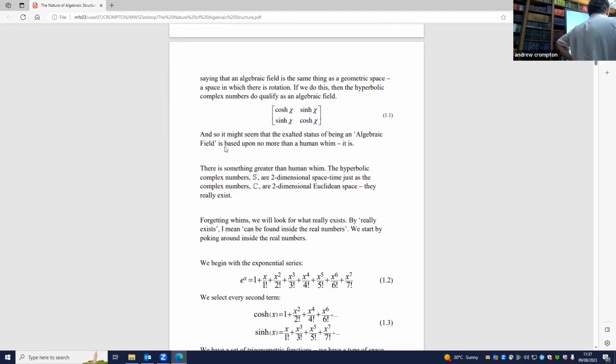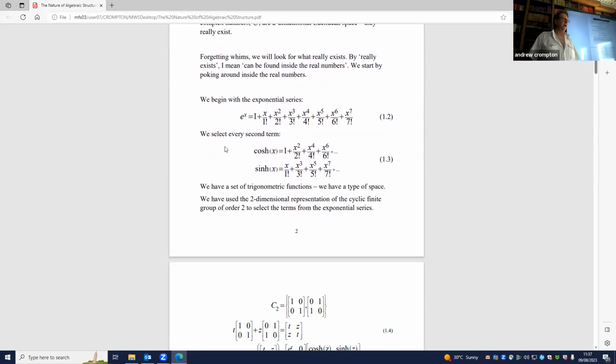Where does it come from? Well, it comes from the exponential series. We start with the exponential series, which lives inside the real numbers. It's just a set of real numbers. We split it in half, and we get the cosh function and the sinh function. When we've got the cosh and sinh functions, we've got two-dimensional space-time. So straight after the exponential series, two-dimensional space-time drops out as an algebraic field, because it's got polar form and it satisfies all the other axioms needed for an algebraic structure, apart from the ones on the additive inverse and additive identity on the real axis.